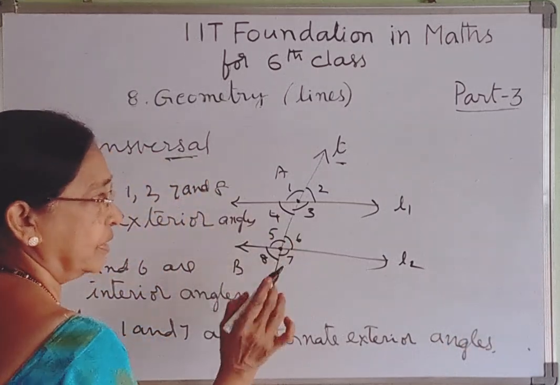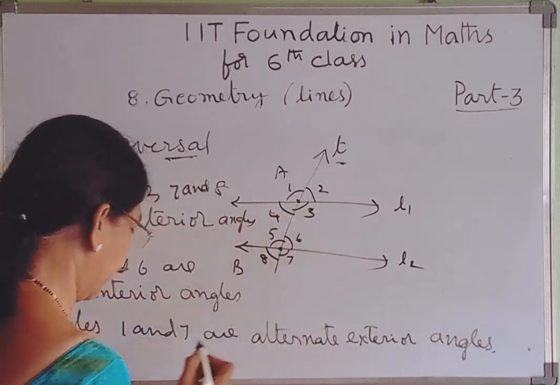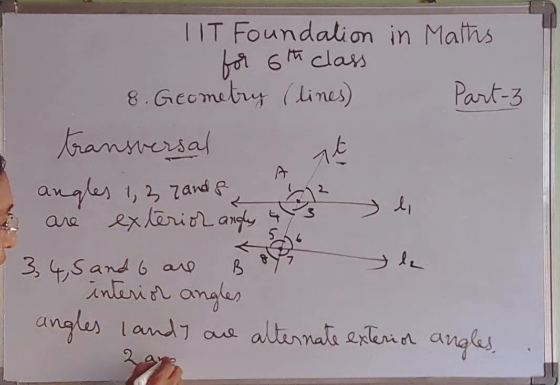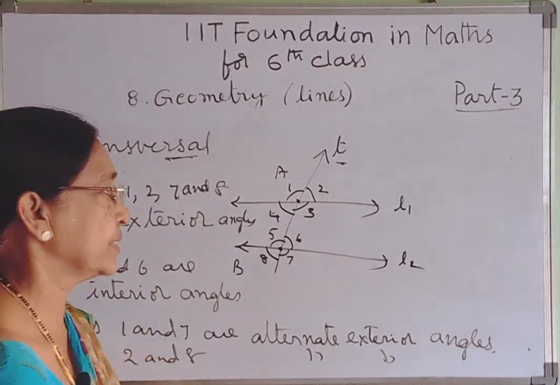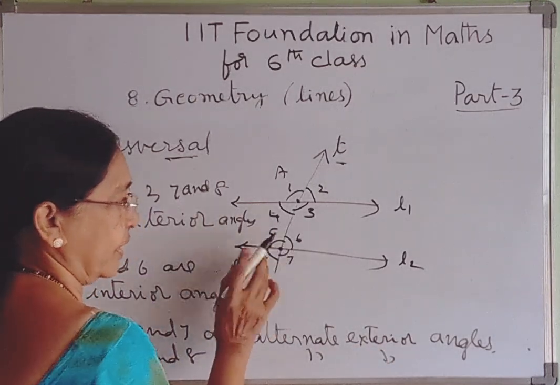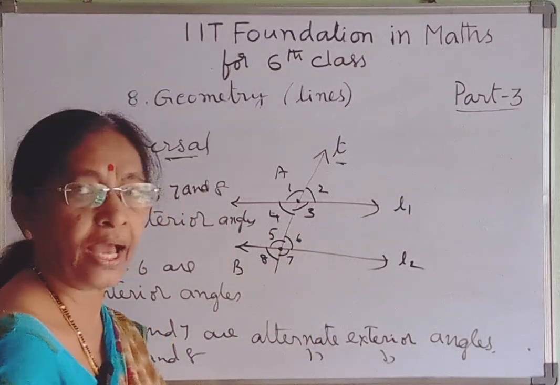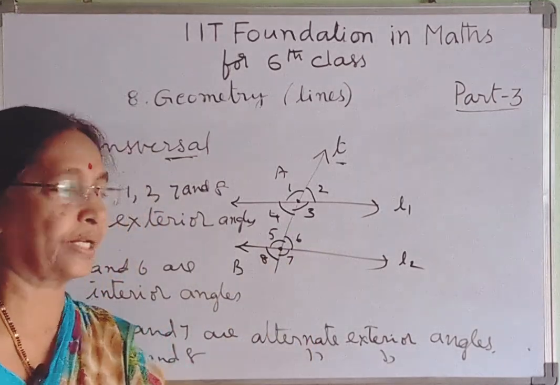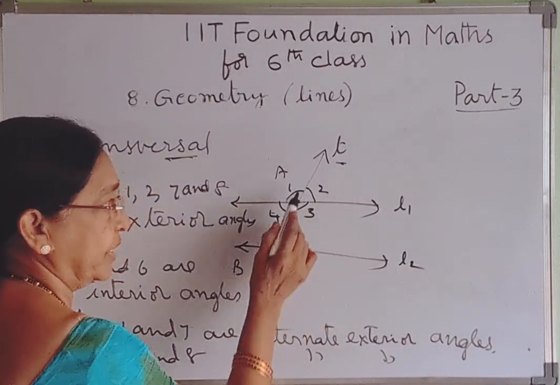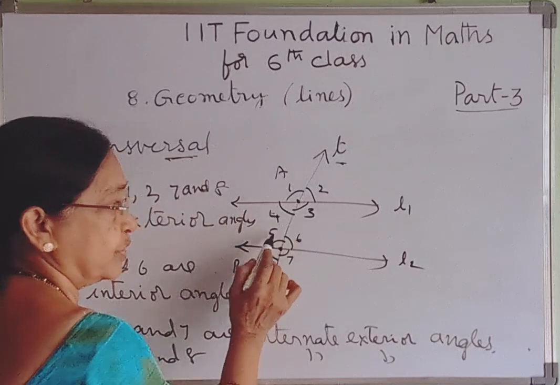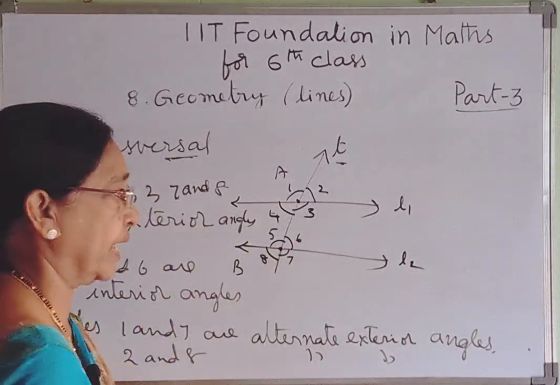So 1 and 7 are a pair of alternate exterior angles, and 2 and 8 are also a pair of alternate exterior angles. Similarly, 4 and 6 are alternate interior angles, and 3 and 5 are another set of alternate interior angles. They are alternate because they are on either side of the transversal, and these two are interior angles. Therefore, 3 and 5 are alternate interior angles.